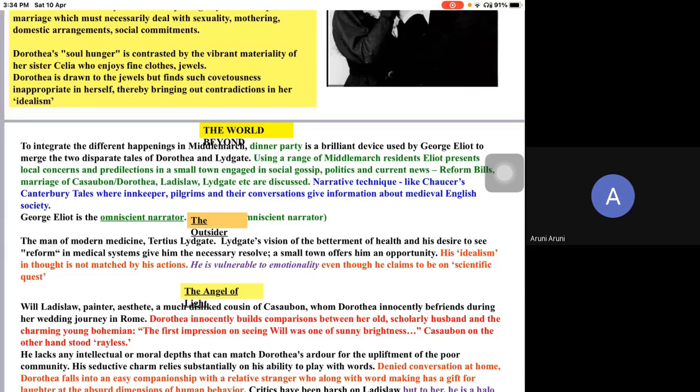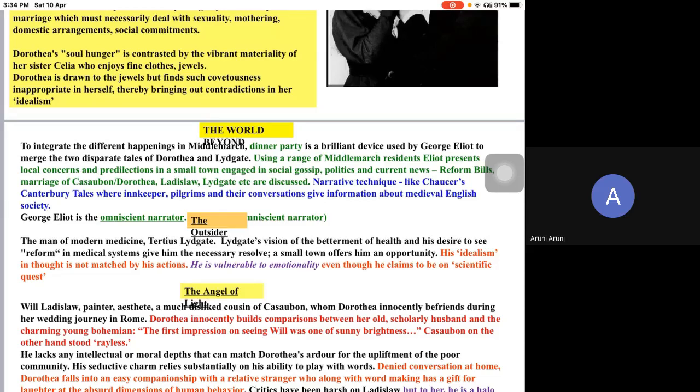And using a range of Middlemarch residents, Eliot presents local concerns and predilections in a small town engaged in social gossip, politics, and current news. Reform bills, the marriage of Casaubon, Dorothea, Ladislaw, Lydgate, etc. are discussed. So all the topics that we as readers are thinking about are all discussed during the dinner meeting.